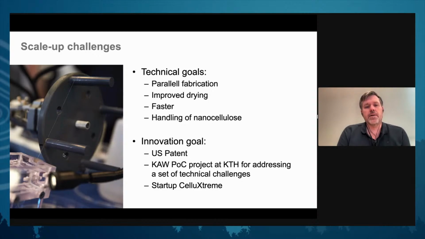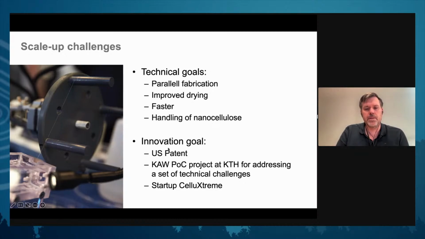And we have seen this, and we are trying to address a set of scale-up challenges that we need to solve. One is parallel fabrication. I won't go through it here. Another is improved drying. It has to go faster, and we need to handle the nanocellulose to have control. And there is much more to this point of understanding what happens and what the similarities are with the macroscale dispersion. We have an innovation goal, even though it's a lot of research.